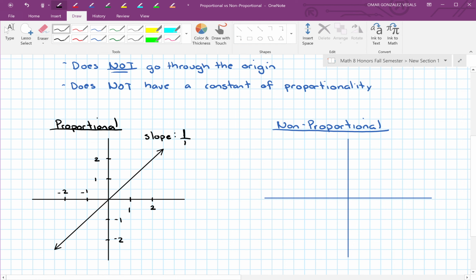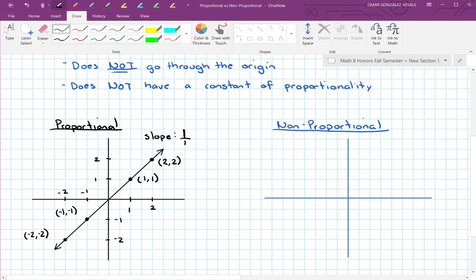Now, when I'm talking about constant of proportionality, it's like talking about a unit rate, right? And if we're talking about the unit rate, I'm talking about the coordinates. So y over x. So, for example, this point right here is what? As a coordinate, this point is (2, 2). This point right here is (1, 1). This point over here is (-1, -1). And this point over here is (-2, -2). Everybody okay with that? Okay.